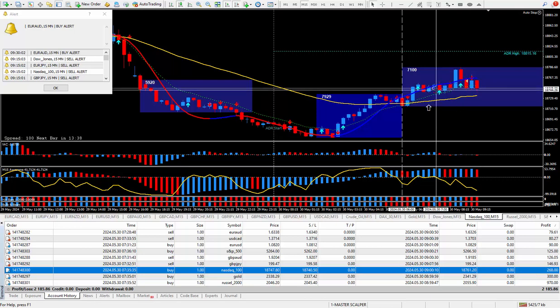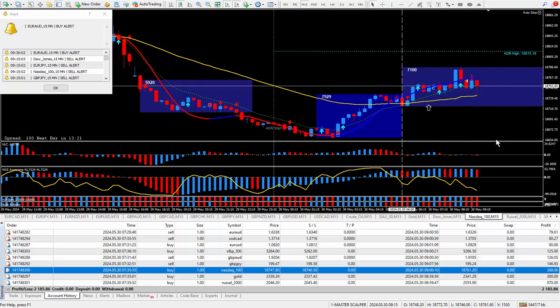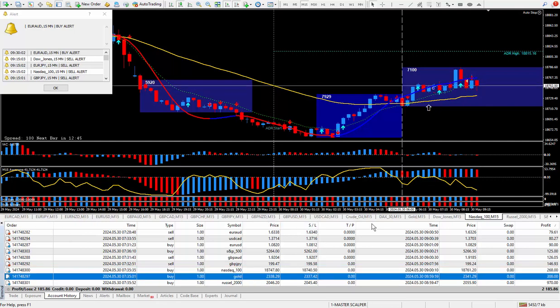So from this cursor right here to here should be 13. There it is right there. Glad I closed out because we'd be almost at break even right now. 13 pips ended up paying out $268. Okay, moving on to gold.